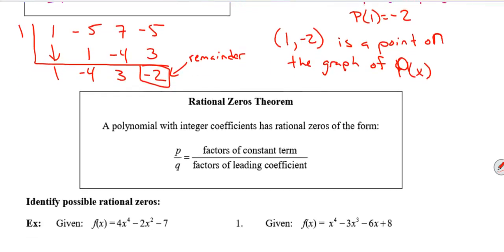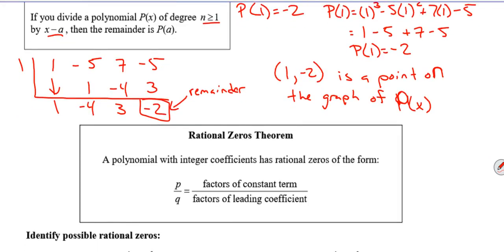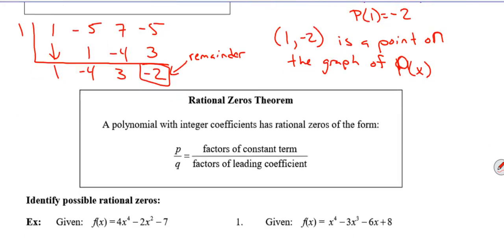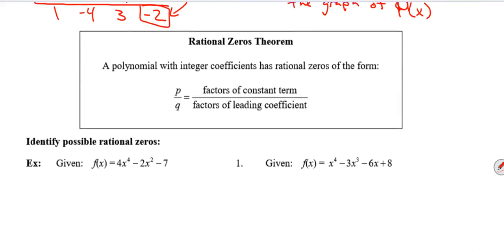The last theorem we're going to talk about here is called the rational zero theorem. The rational zeros theorem is what you use if I don't tell you what to divide by. It's what you use to figure out what you can divide by.